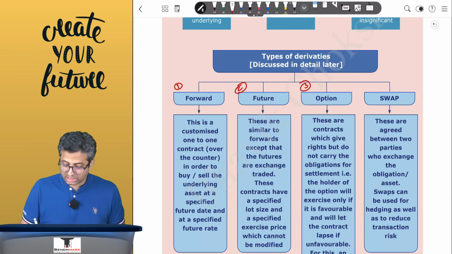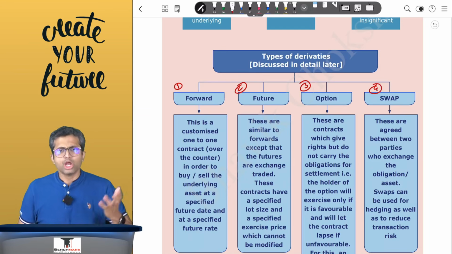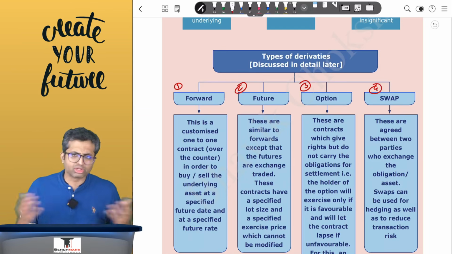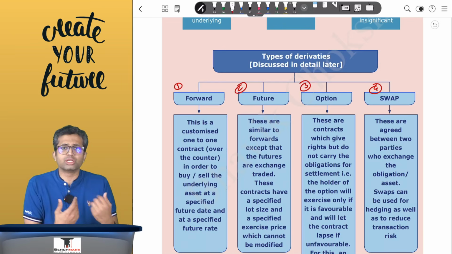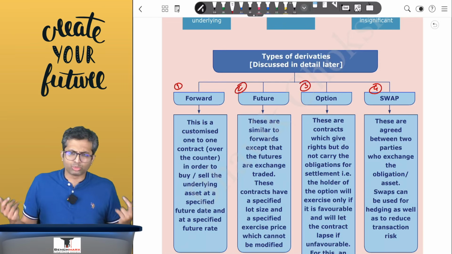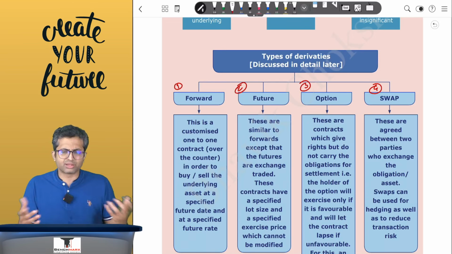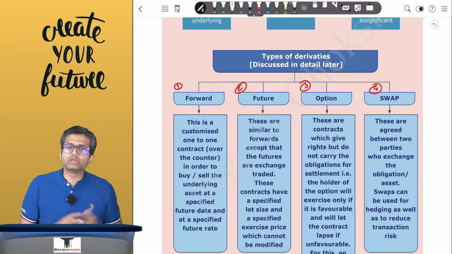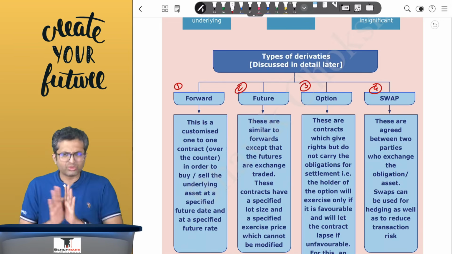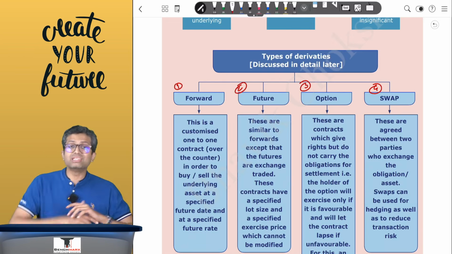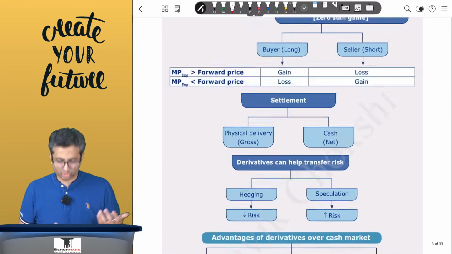And lastly, there is something called a swap, whereby 2 parties agree to exchange certain commitments. Like one person might have agreed to borrow at fixed, one person might have agreed to borrow at floating. Later they might change their mind and they want to swap their exposures, in which case they can enter into a fixed for floating swap, for example. We'll do each of these in detail, but these are the four main products when it comes to derivatives.